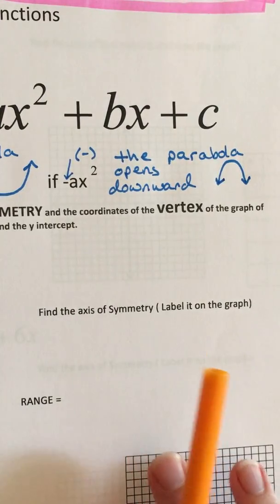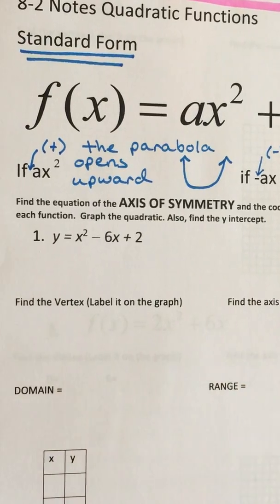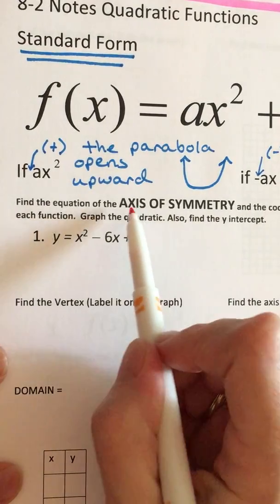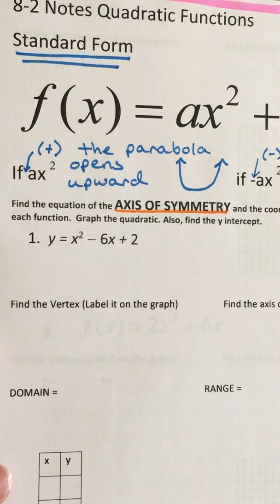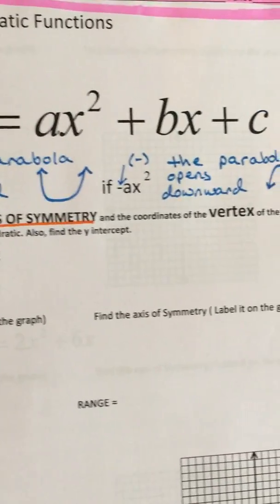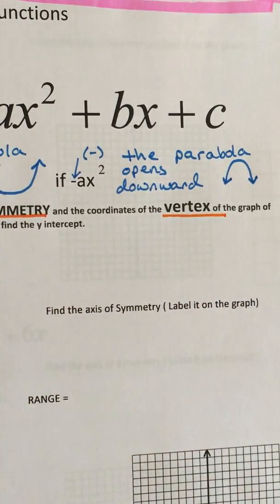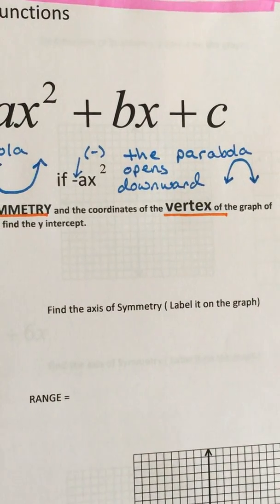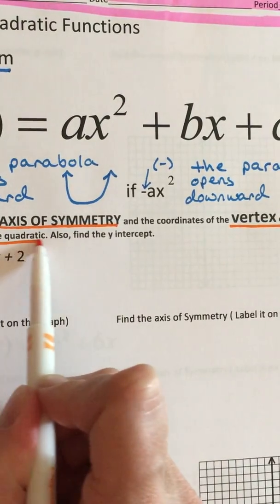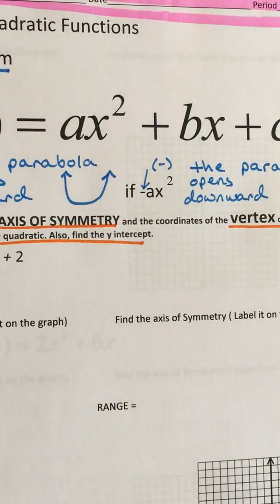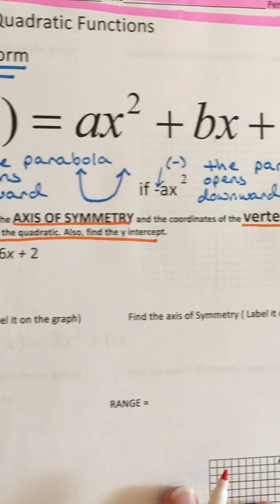All right, so in our first problem, we are asked to find the equation of the axis of symmetry. We did that in the previous lesson, so that is not new. We are also asked to find the vertex of the graph of the function. And we are also finally going to graph the function and find the y-intercept. So we have 4 things that need to happen for this problem.